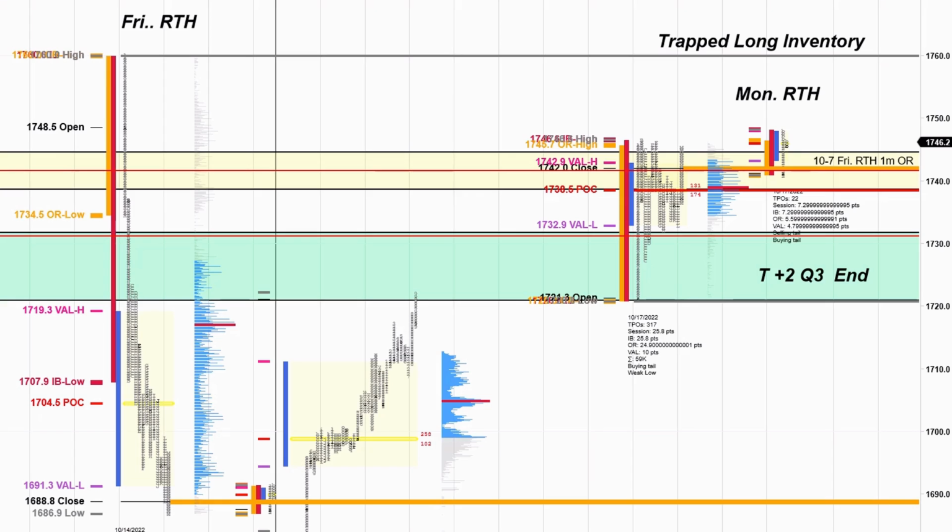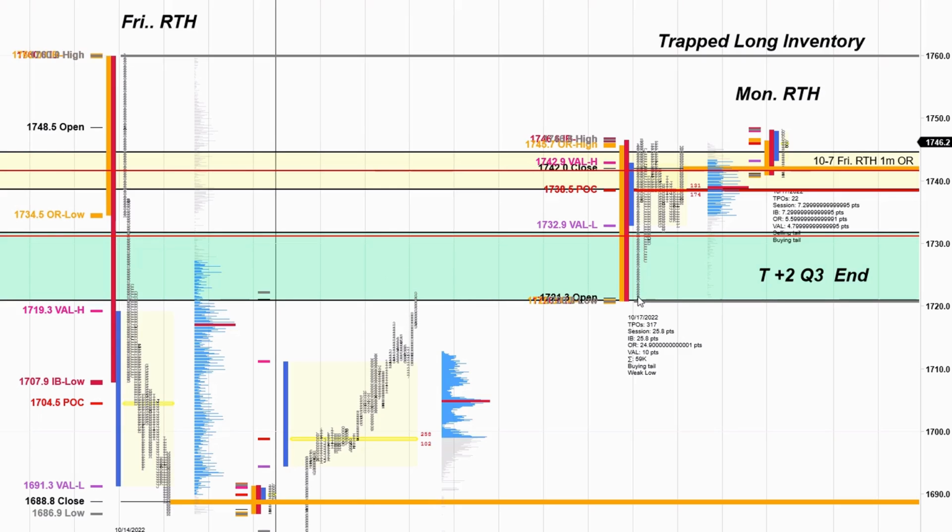Market profile order flow structure. Friday, we had initiative selling in the RTH all the way down here to the 1690. And then Monday's Globex basically did all the heavy lifting for this trend up. And we got all the way into this T+2 Q3 end zone right here where I'm circling.